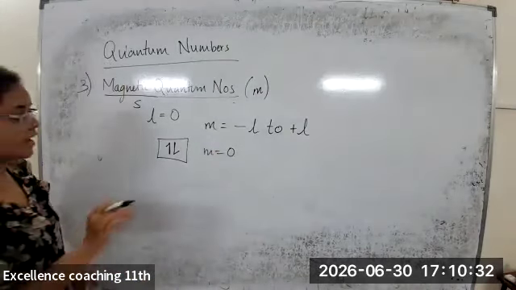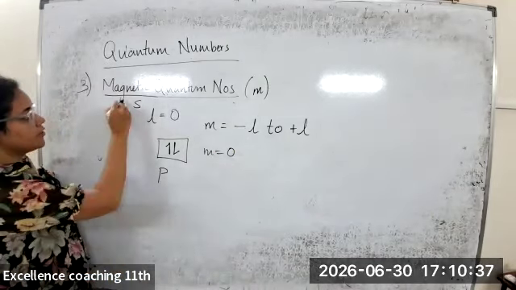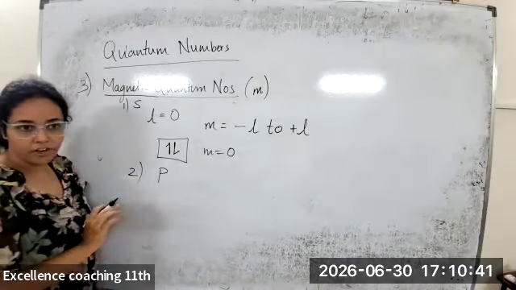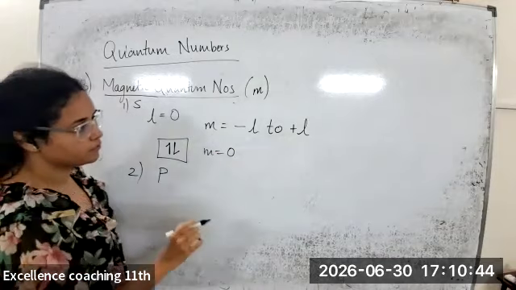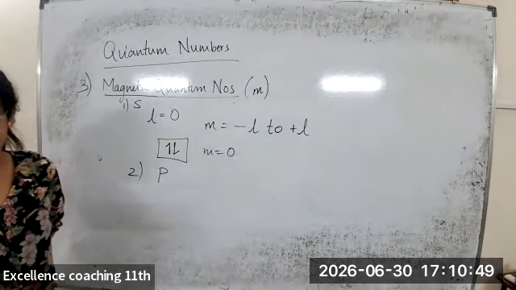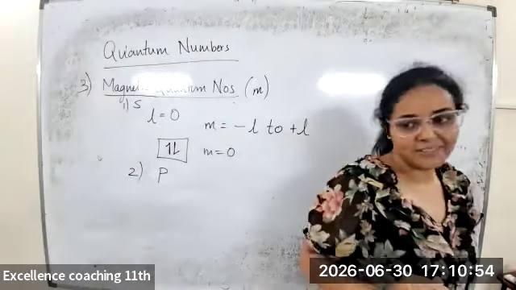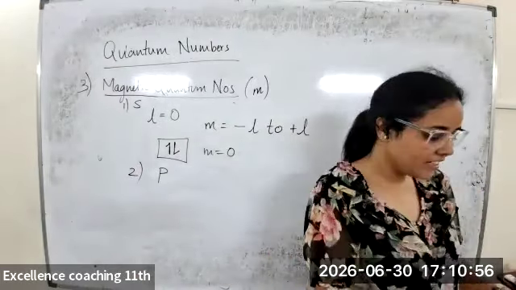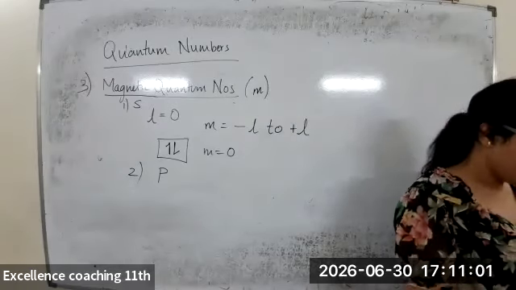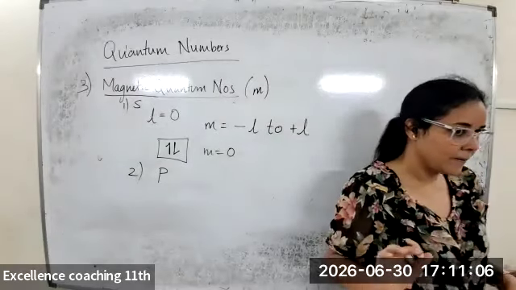So if I speak about the p orbital, we have seen s, we'll see p. If you are making a note, I have just given the explanation here, so you can also write it separately in your notebook so that it becomes practice for you.